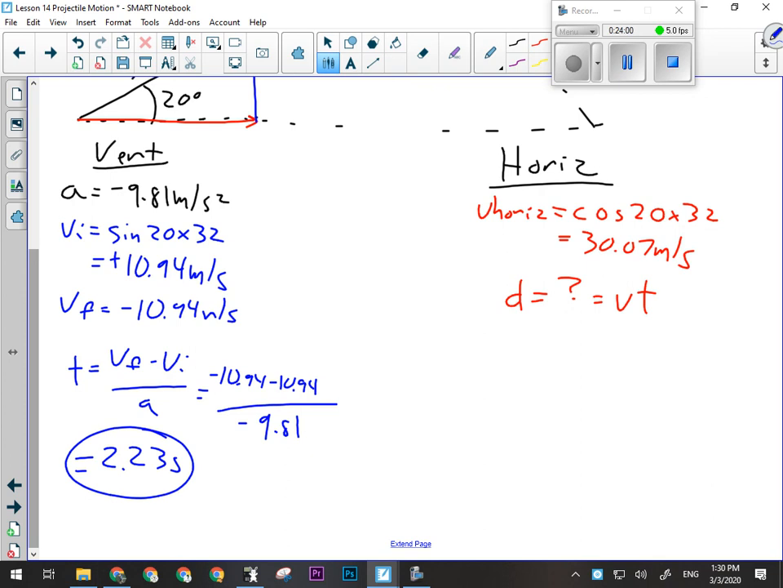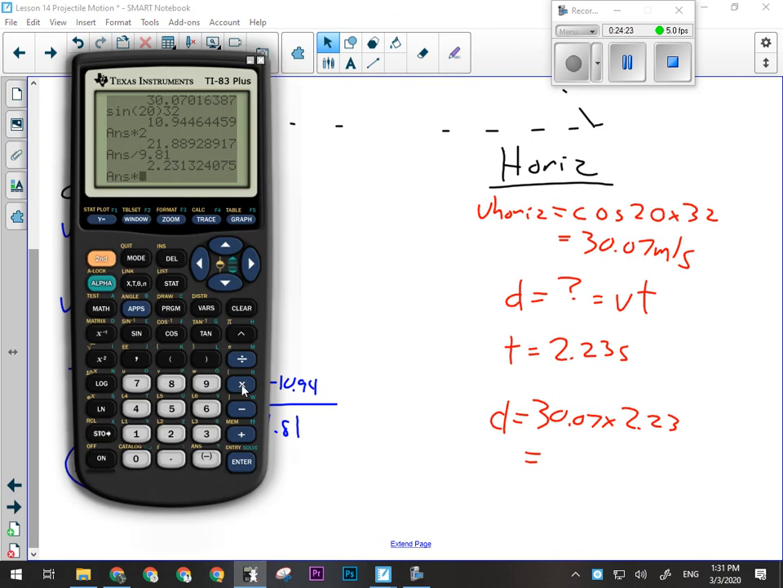Which is a long time to be in a car flying through the air over a river. All right, so we're going to bring that time over here, because as long as it's in the air, it's moving both vertically and horizontally. So D will equal 30.07 times our 2.23. So horizontally, the General Lee is going to travel 67 meters.